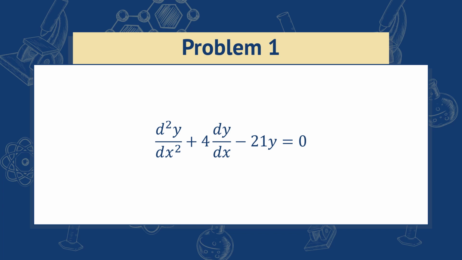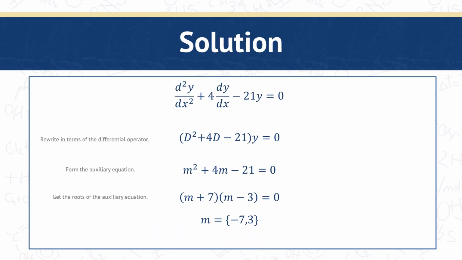So for our first problem, we have the second derivative of y with respect to x plus 4 times dy over dx minus 21y equals 0. So first, we rewrite the original ODE in terms of the differential operator. So that is the quantity D squared plus 4D minus 21 times y equals 0. Next, we use that equation so that we can easily form the auxiliary equation. So that's going to become m squared plus 4m minus 21 equals 0.